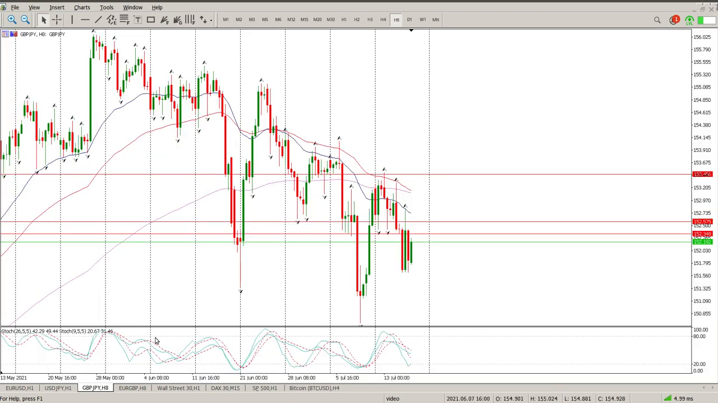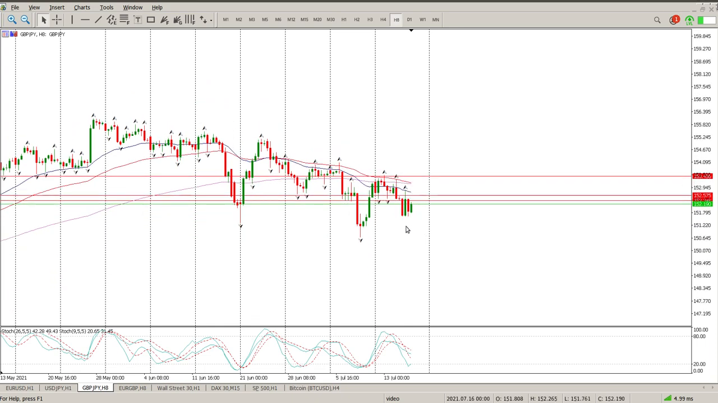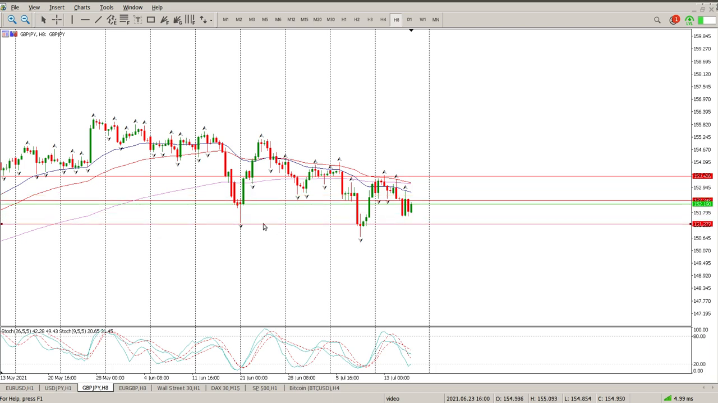British pound, Japanese yen. Yet another one where we had a big down day down here at some levels. Levels are giving way, which is a concern. And let's just use that one there.